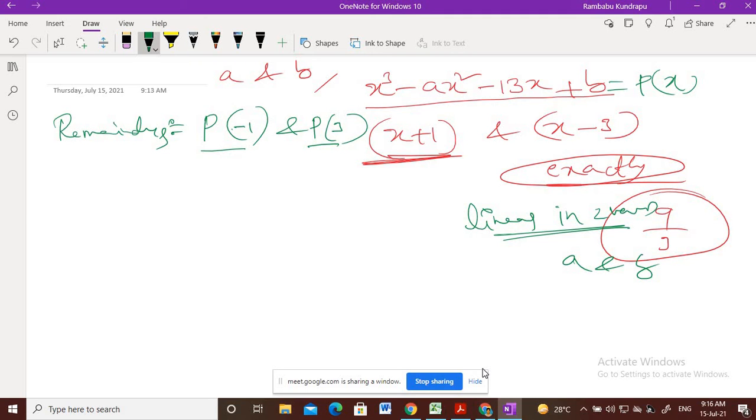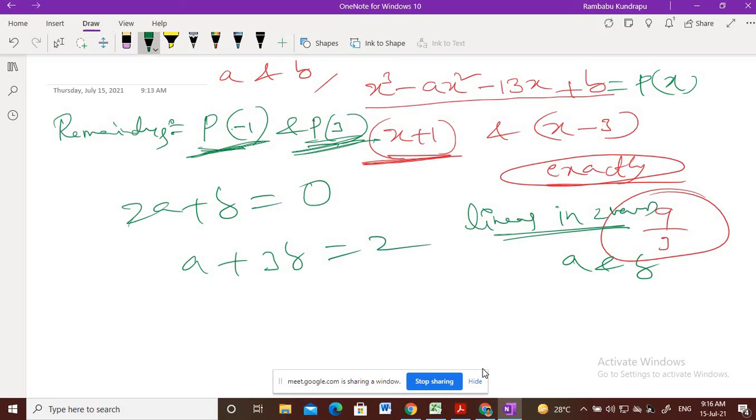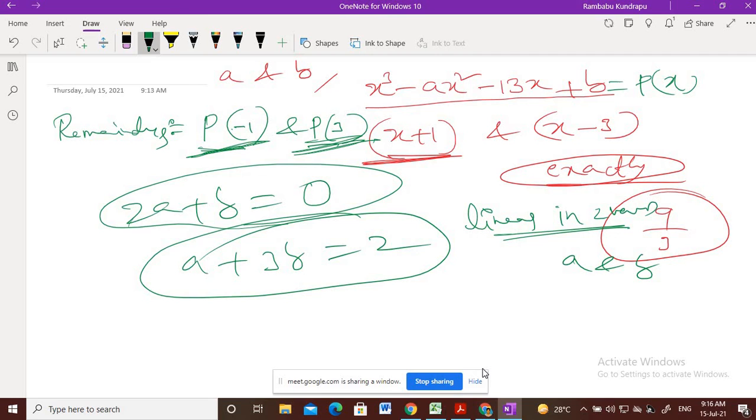Just wait. Find out p of minus 1 and p of 3. You will get two equations in terms of A and B. For example, from the first one you get 2A plus B equals something, and from the second one, A plus 3B is equal to 2. So by solving these two equations, you will get A and B. How to solve these two equations, tomorrow I will explain.